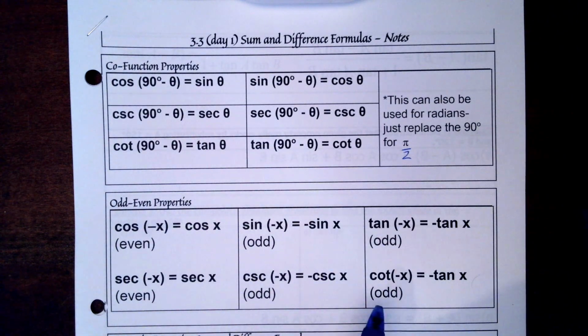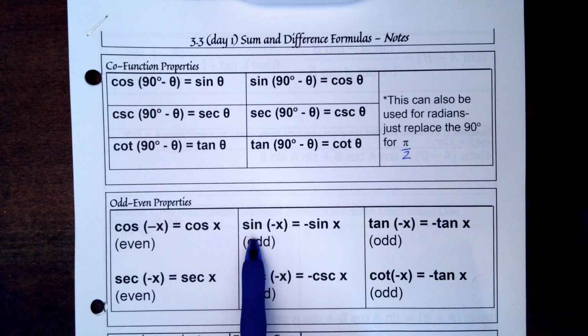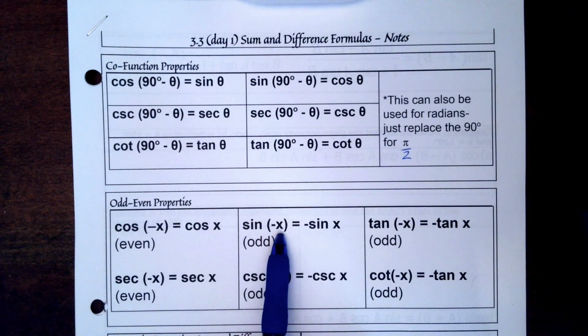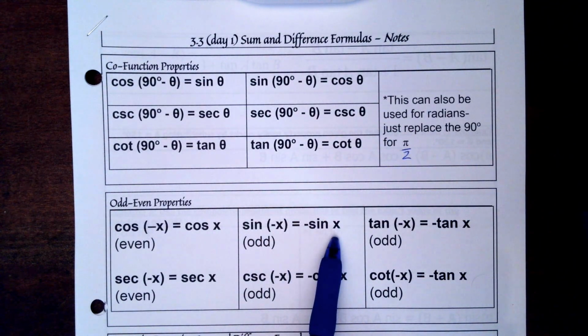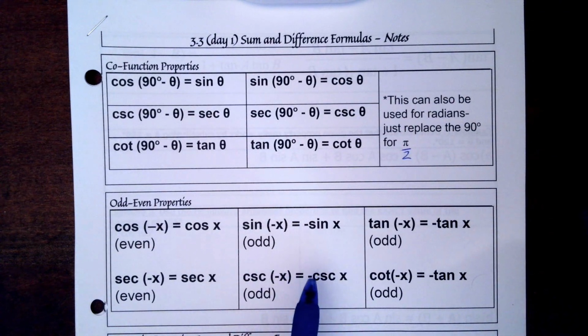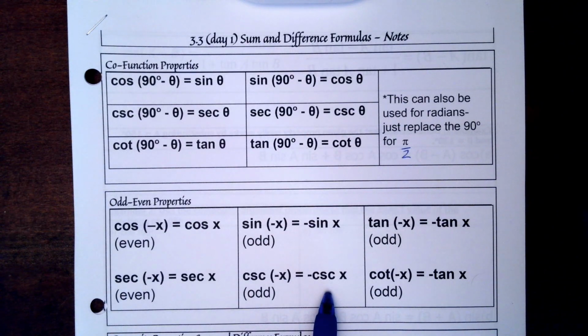The odd rules come from the sine. The sine of the opposite of an angle, or the negative version of an angle, is just the negative version of the sine of the angle. You put the negative out front. Same thing with the cosecant of the opposite of an angle. That'll be the opposite of the cosecant of the angle.